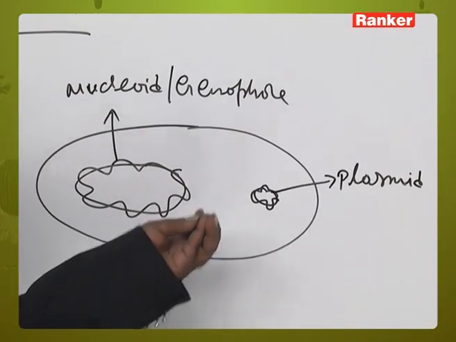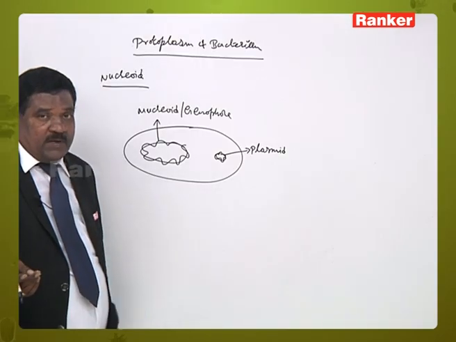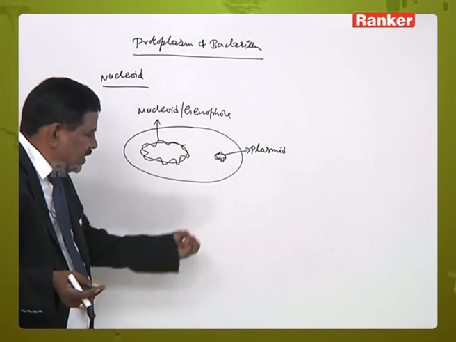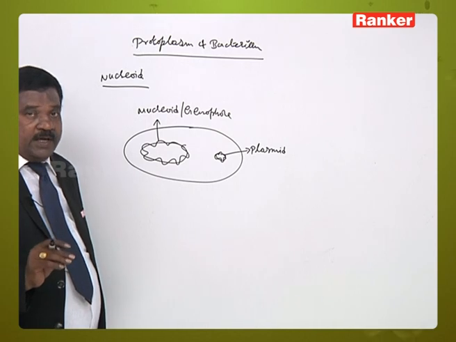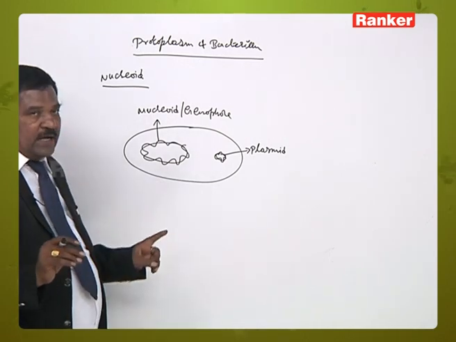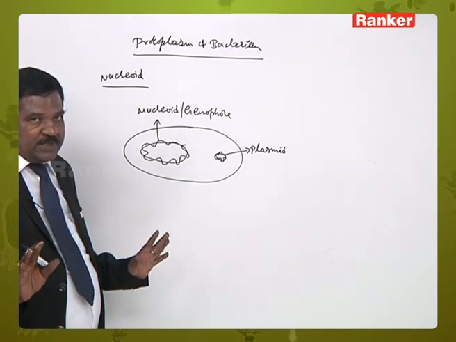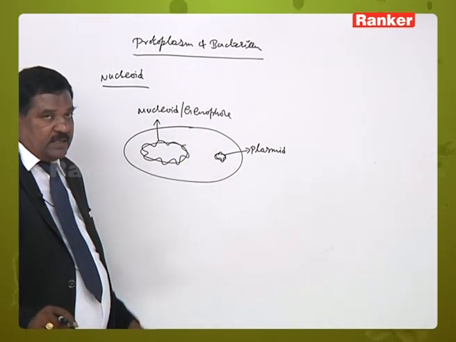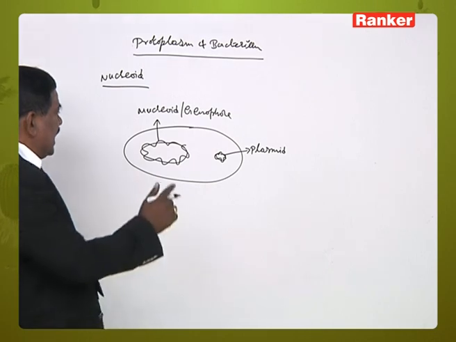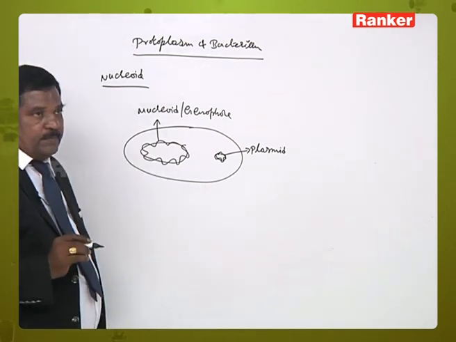So, without a plasmid, the bacterium can survive. If we separate this plasmid from the bacterium, there is no harm to the bacterium; it can survive. The reason is that no genes performing metabolic activity are present on the plasmid. These plasmids may be present freely in the cytoplasm or may be attached to the nucleoid.